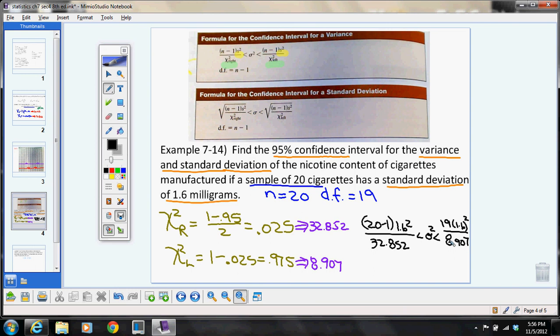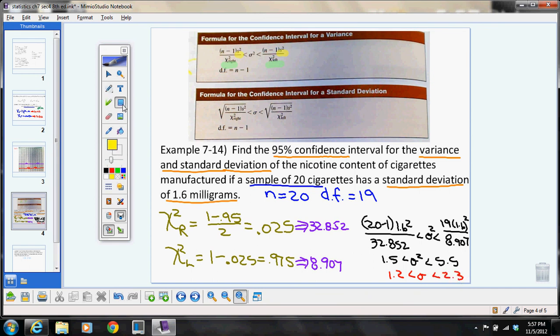Now, when you plug that in a calculator, you're going to get 1.5 for the left is less than the variance is less than 5.5. That's half our answer. Now, we also want standard deviation. To get standard deviation, we're just going to take the square root of that. The square root of 1.5 is 1.2, is less than sigma, and then you take the square root of 5.5 and you get 2.3.